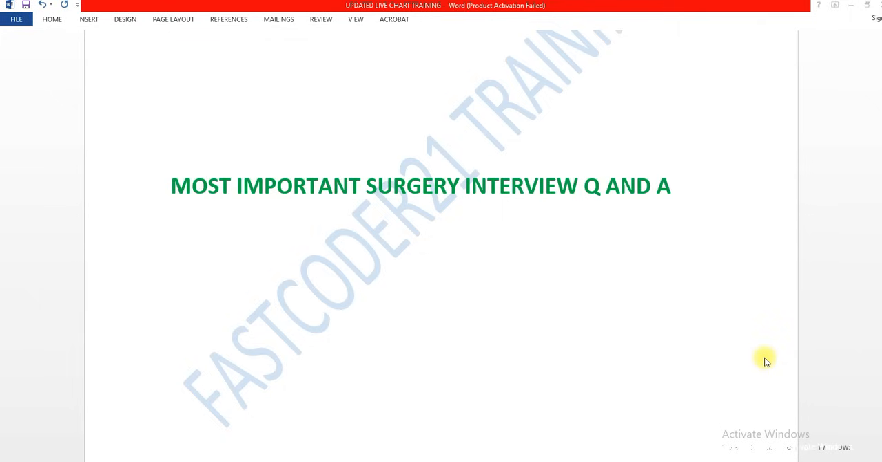So next. What is the difference between 59 and 76? 76 is for repetition. 76 is the repeated procedure by the same physician. So in 59, you will find two separate CPT codes. In 76, you will find the same procedure, the same CPT. So that is the difference.